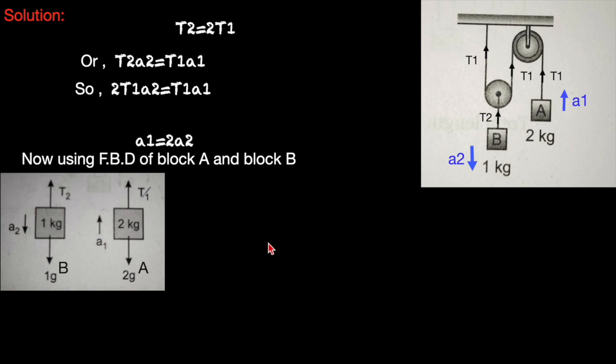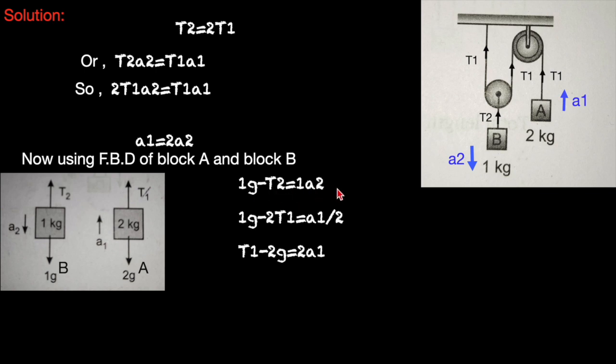Now we can use this free body diagram to find the acceleration of the block. Now from the free body diagram of block B, what do you get? You get 1g minus T2 is equal to 1 times a2. Because the direction of acceleration is downward, the weight direction is positive and the tension direction is negative. So 1g minus T2 is equal to ma, where m is the mass of block B, so 1 times a, and a is the acceleration, so 1 into a2. Here we got the equation for block B.